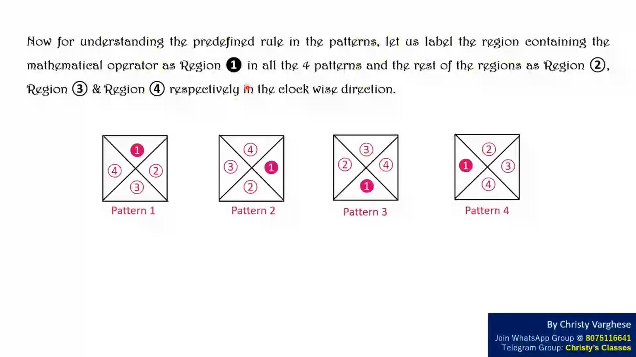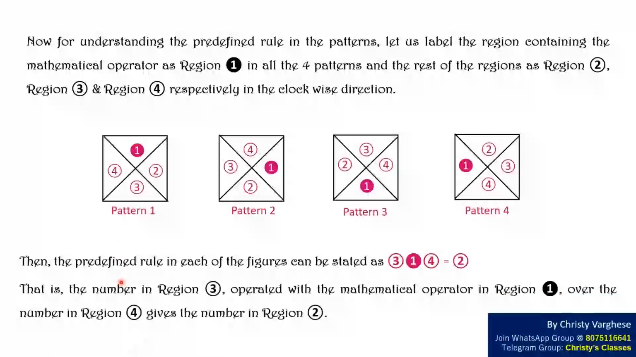Now, for understanding the predefined rule in the patterns, let us label the region containing the mathematical operator as region 1 in all the 4 patterns and the rest of the regions as region 2, region 3 and region 4 respectively in the clockwise direction. Then, the predefined rule in each of the figures can be stated as shown. That is, the number in region 3 operated with the mathematical operator in region 1 over the number in region 4 gives the number in region 2.